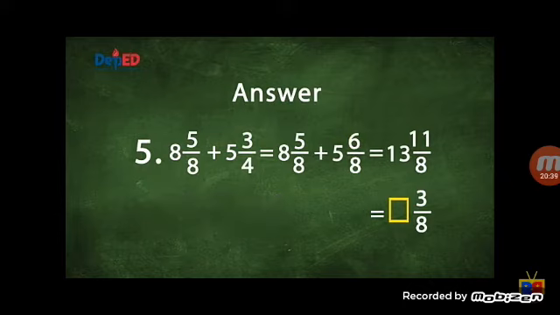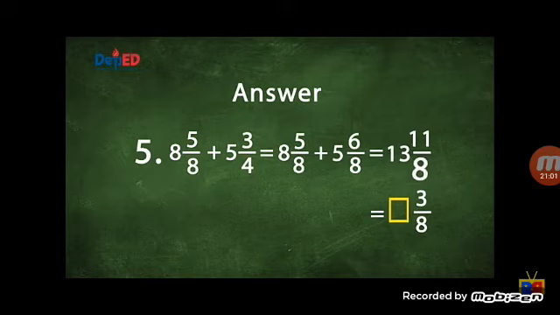Step 3. Since we are adding mixed numbers, add the whole numbers first. 8 plus 5 equals 13. Then, add the numerators. 5 plus 6 equals 11. And copy the common denominator, 8. We have 13 and 11/8.